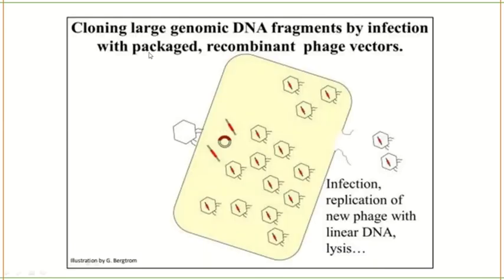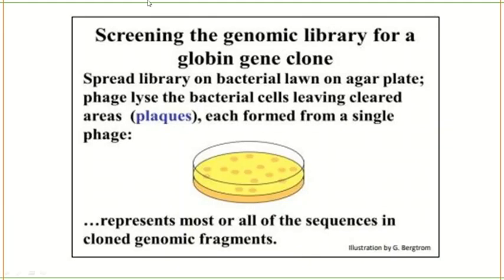Then you clone large genomic DNA fragments by infecting with packaged recombinant phage vectors. Here they have not used E. coli, instead they have used phage. Using the replication of the phage vectors, you will get so many DNA clones, and you can screen them using plaques. After you grow them on the agar plate, plaques will be formed. The plaques will tell you about the clones.